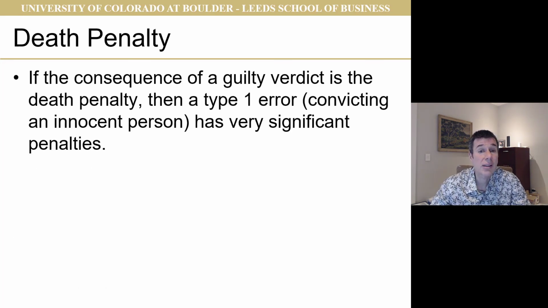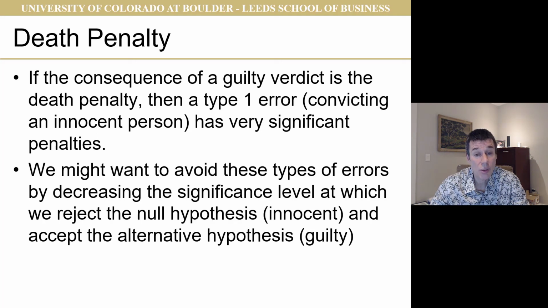Let's say the consequence of a guilty verdict is the death penalty. The type 1 error, in this case, is convicting an innocent person. That has a pretty significant penalty. So we might want to avoid these types of errors by decreasing the significance level at which we reject the null hypothesis, innocent, and accept the alternative hypothesis, guilty. So maybe instead of 0.05, we use 0.01.